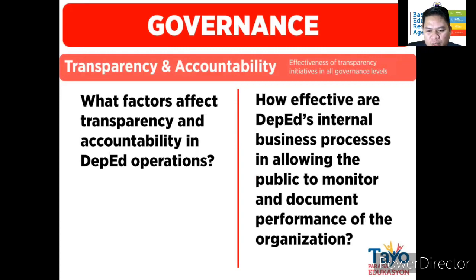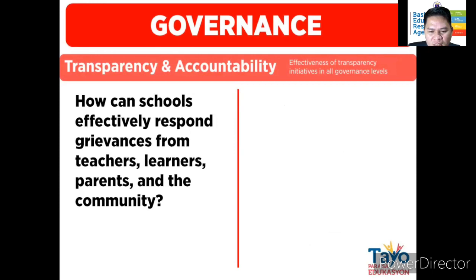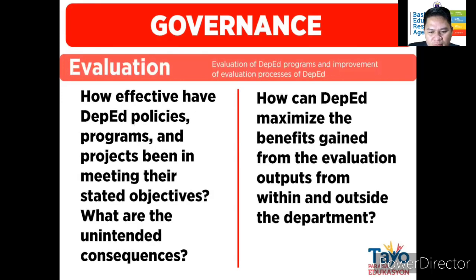It is the effectiveness of transparency initiatives in all governance levels. We have some sample research questions. What factors affect transparency and accountability in DepEd operations? How effective are DepEd's internal business processes in allowing the public to monitor and document performance of the organization? Another one, how can schools effectively respond to grievances from teachers, learners, parents, and the community?